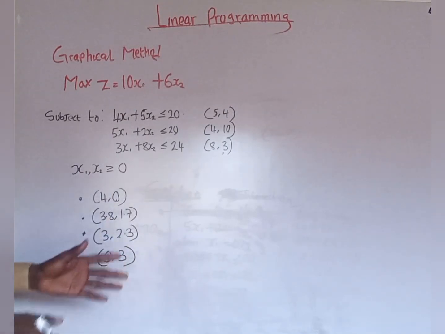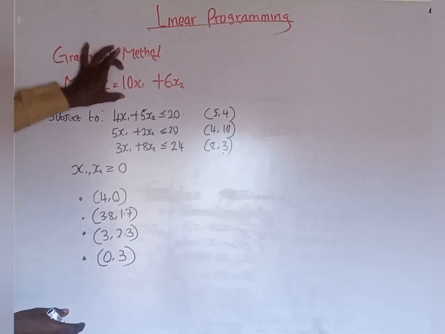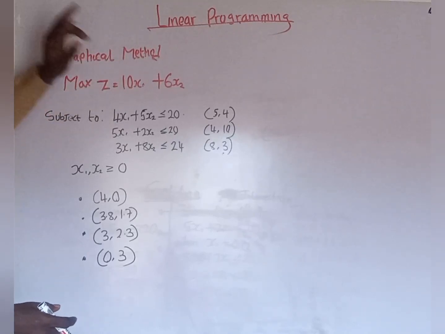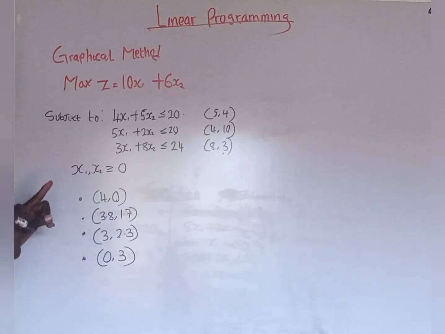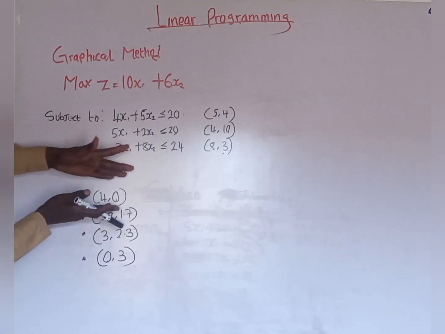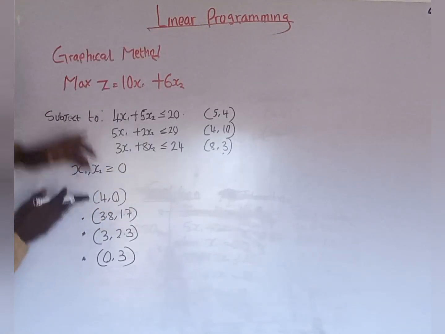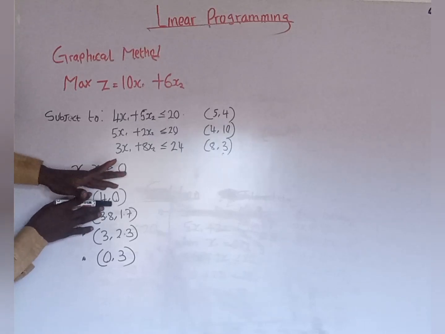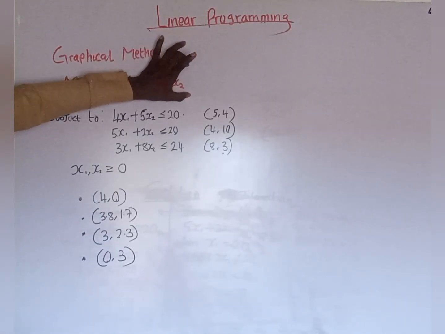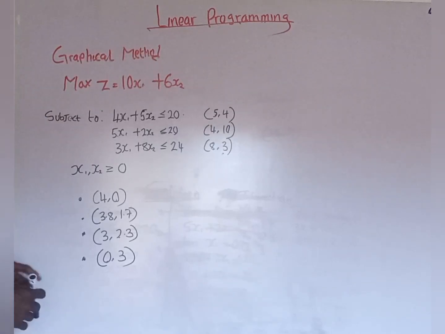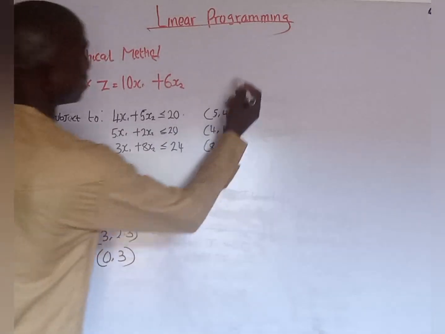Now the next thing to do is to go back to our objective function, which is 10x1 plus 6x2. The next thing you are going to do is to substitute the values of x1 and x2 that you got in this solution into this objective function. The maximum is what we are going to be choosing after substituting. So let's proceed. For 4, 0, I'm going to put it here.